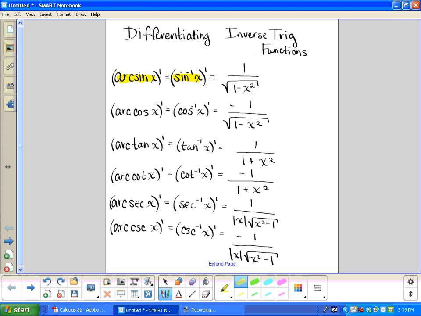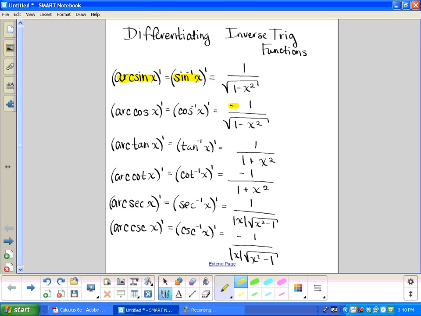One thing I wanted to point out to you is that the forms are really strange. Like, I would never think that the derivative of sine inverse would have no other trig functions in it. But we're actually going to prove today why the derivative of sine inverse x is 1 over root 1 minus x squared. So you might be able to see it a little better.